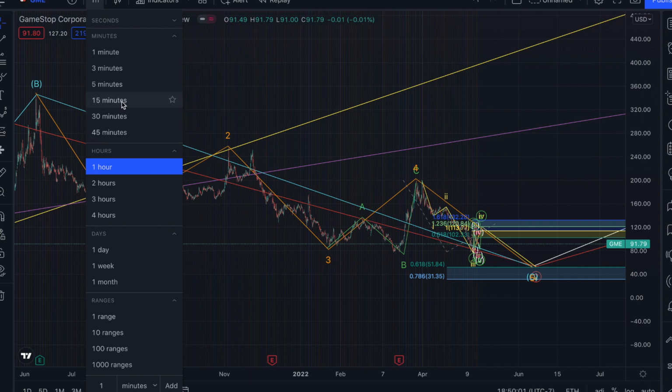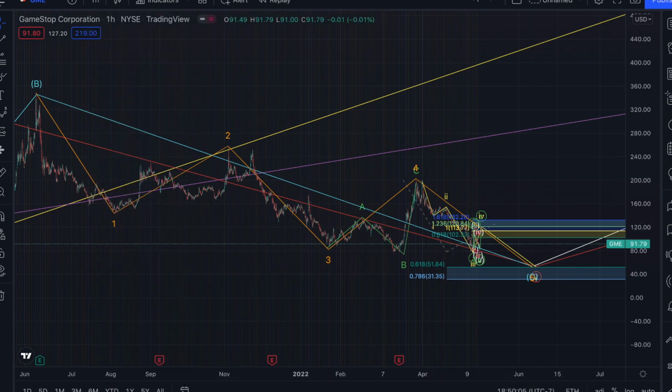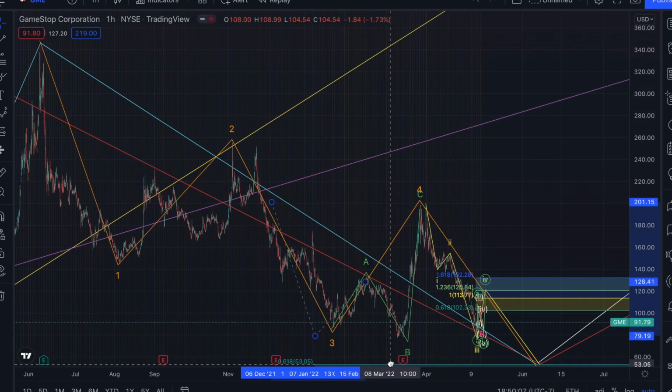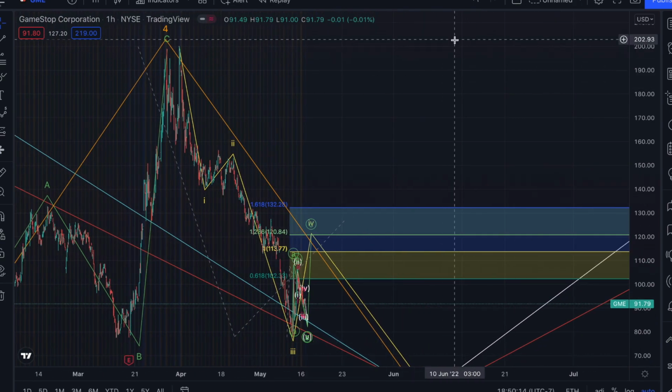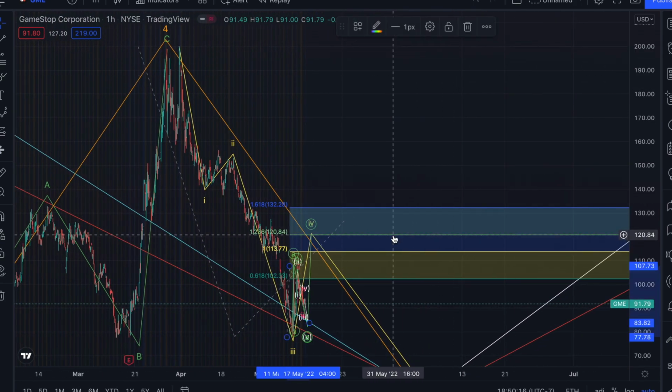Cool. So let's reposition this. Actually, an hour is fine. Auto. Not that. Go back there. Okay, so yeah, we're here now, and ignore these levels. I'll redraw those in a second.